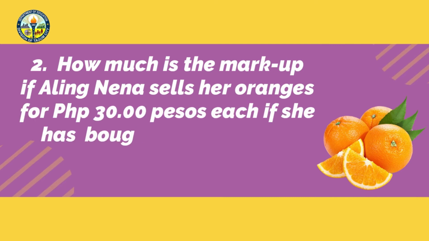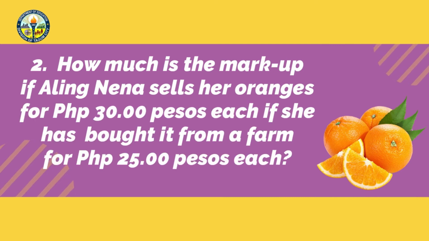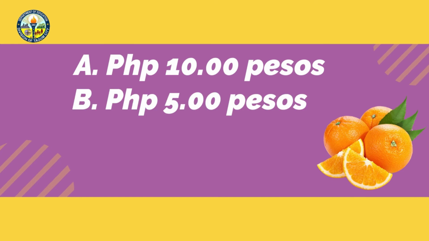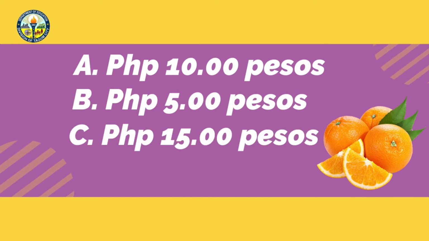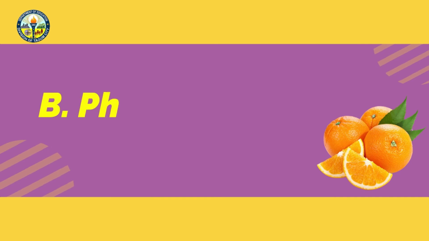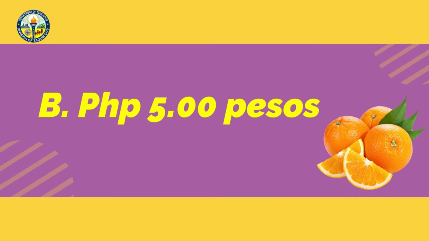Number 2. How much is the markup if Aling Nena sells her oranges for 30 pesos each if she has bought it from a farm for 25 pesos each? Letter A, 10 pesos. Letter B, 5 pesos. Letter C, 15 pesos. Letter D, 20 pesos. The correct answer is letter B, 5 pesos.